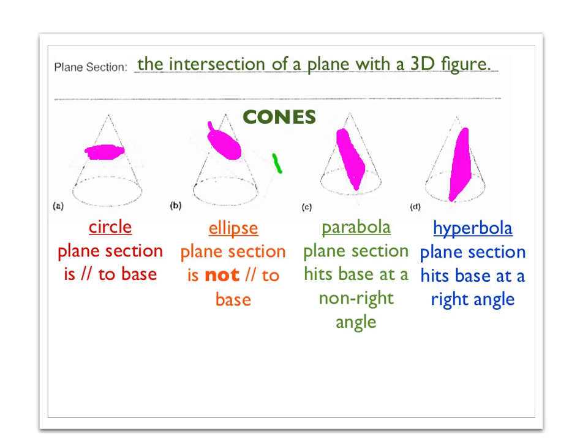Now there's one that is not on here that I want to mention. If I cut perpendicular to the base and through the vertex, through the top point, what shape am I going to get? Smith said it, a triangle.